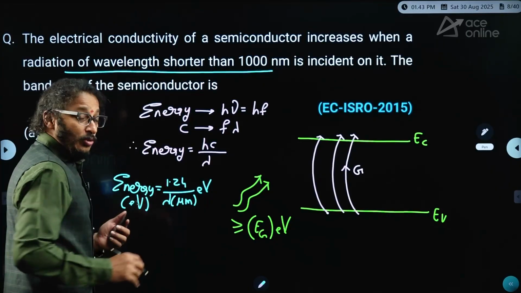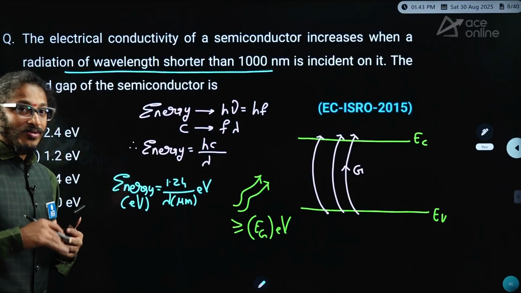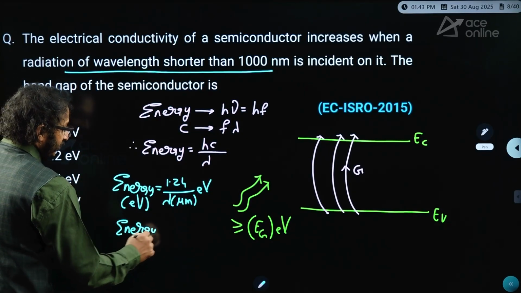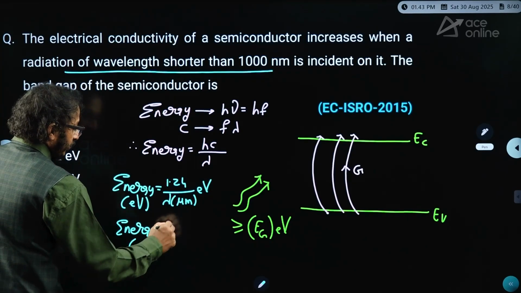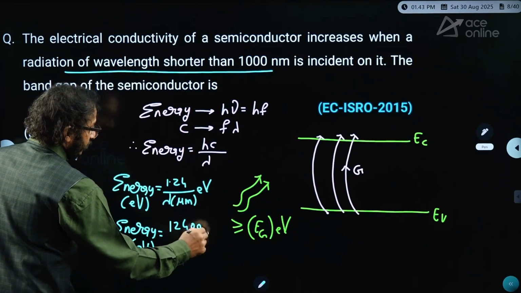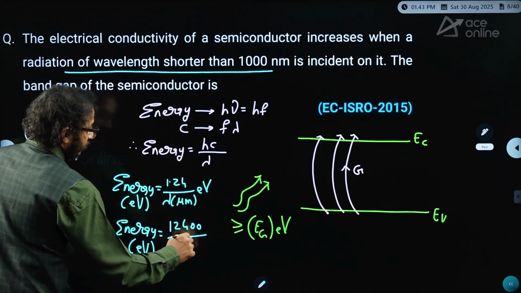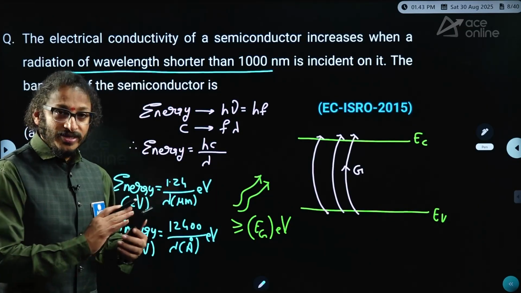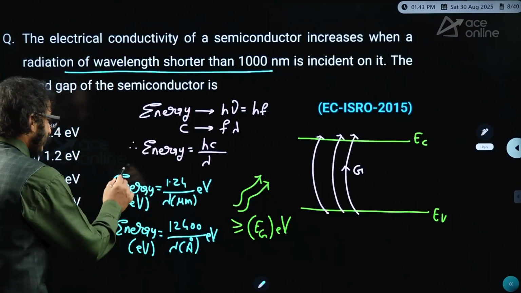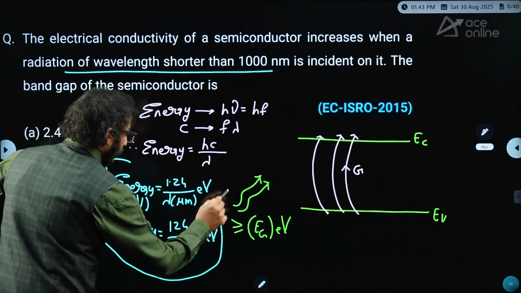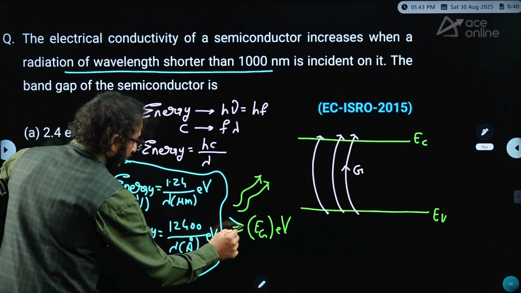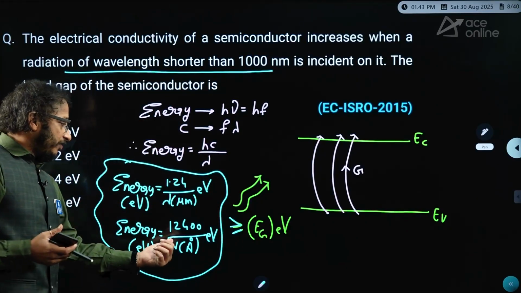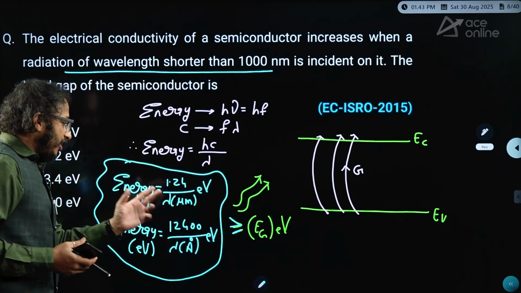No, sir, I need the units in angstrom units. In that case, the energy in electron volt must be 12,400 by lambda, where lambda must be in angstrom units. Excuse me, are you guys really understanding or not? So, I repeat, this energy must be greater than or equal to the energy gap, whether lambda is in angstrom units or micrometers.